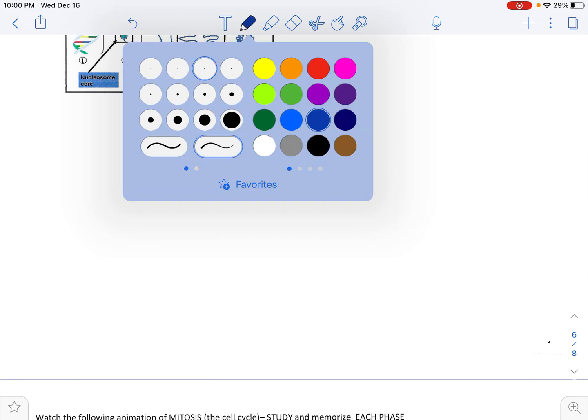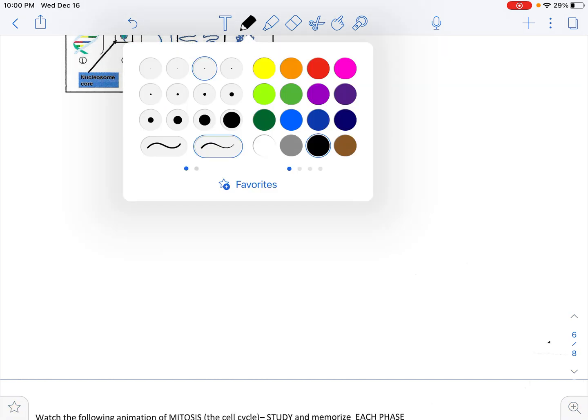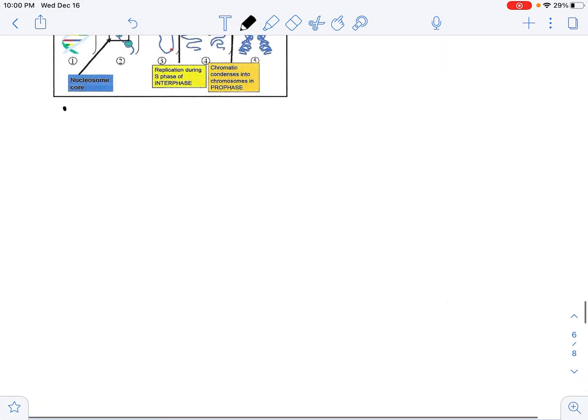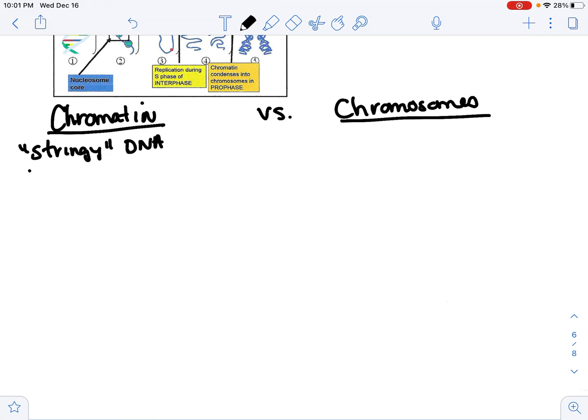I was going to do a quick little chromatin, sorry, I want to do a different color, okay. Chromatin versus chromosomes. This is going to help you understand what's going on in mitosis too, when we talk about the chromatin condensing into chromosomes, etc. So I like to think of chromatin as stringy DNA, or a better way of saying it, it's uncondensed.